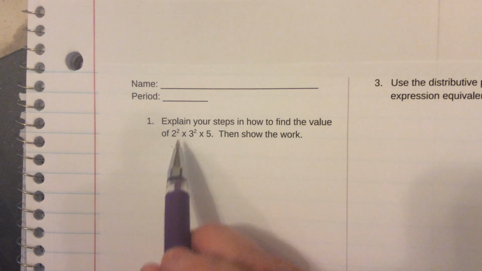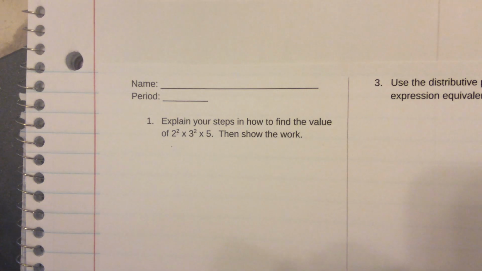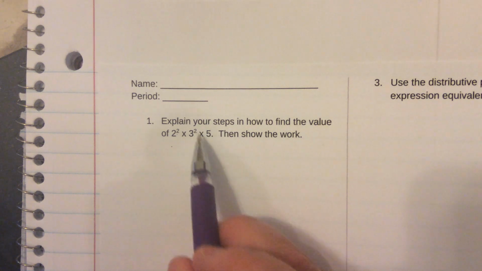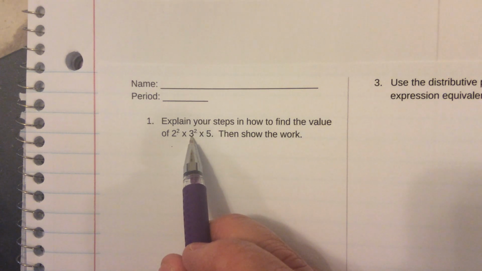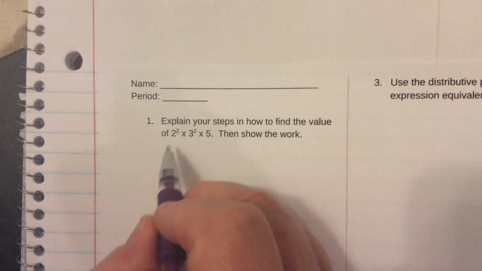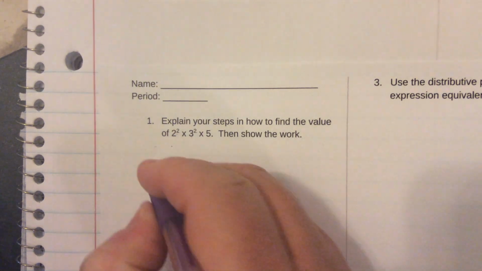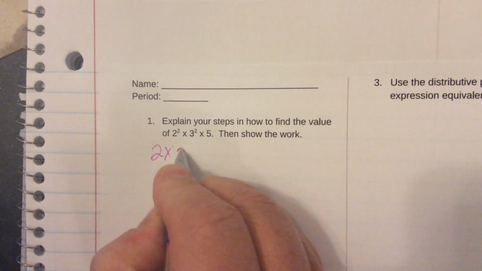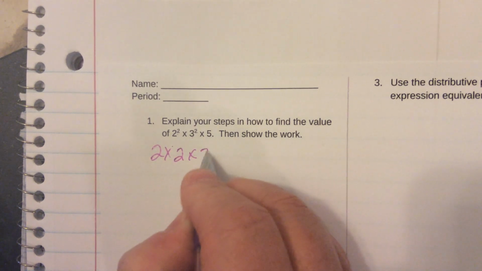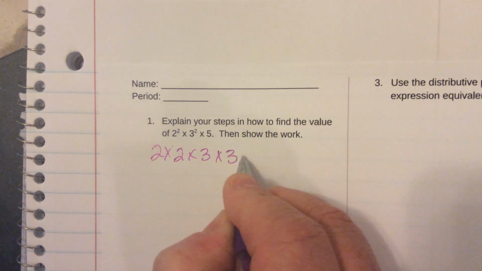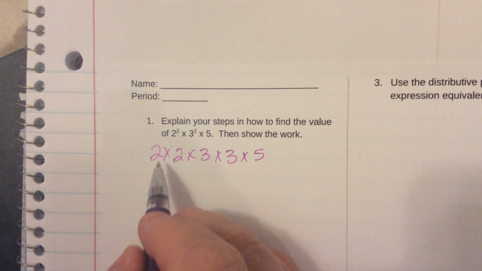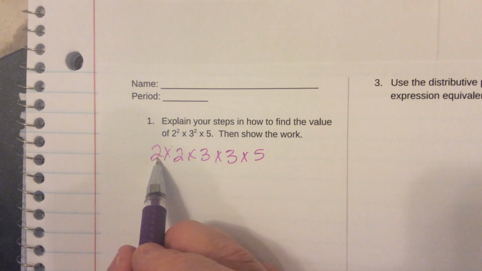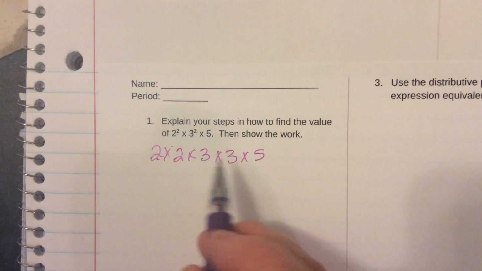2 to the 3rd power means that there are 3 2's. 3 to the 2nd power means that there are 2 3's. That exponent tells me how many of this base number there are, okay? So I'm going to multiply 2 times 2 times 2 times 3 times 3 times 5. Okay, now your explanation has got to include how you know how many numbers to use here, okay?